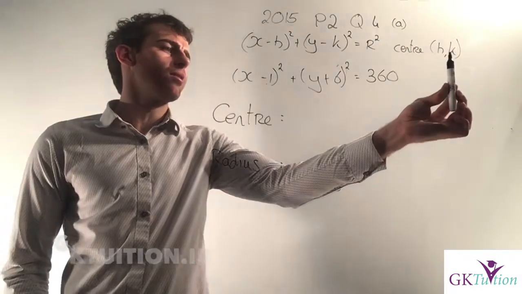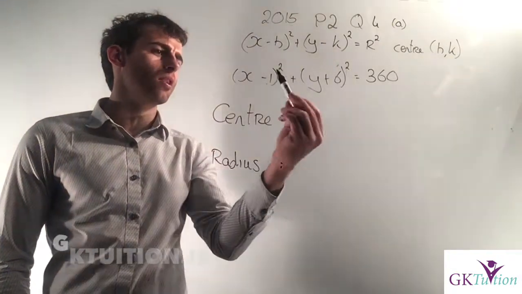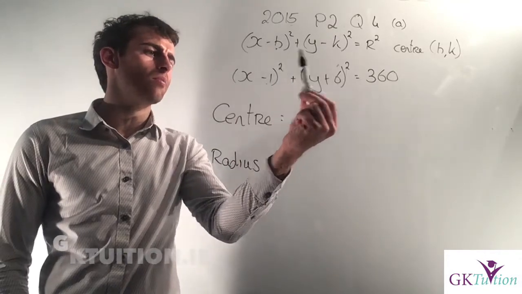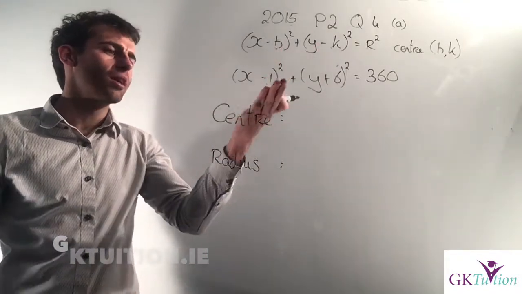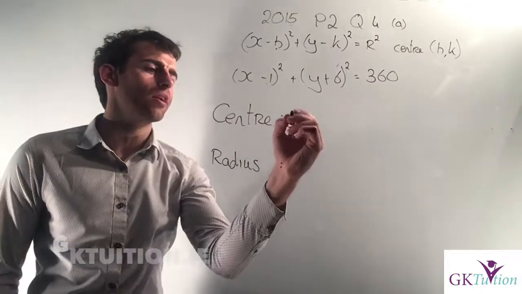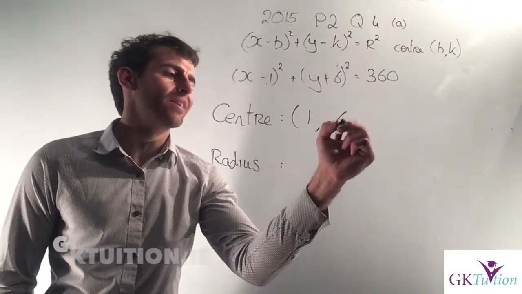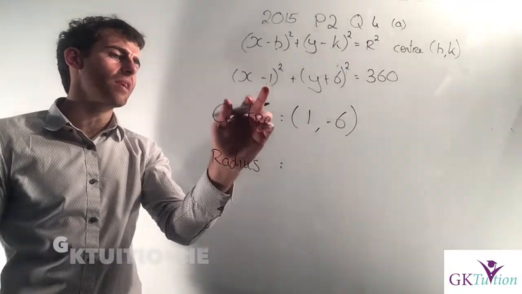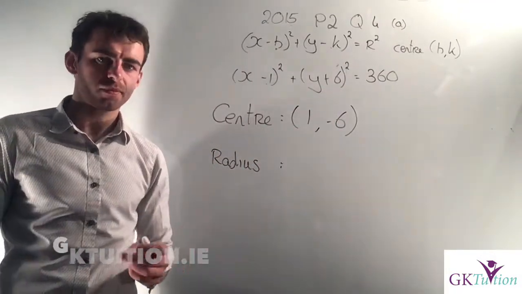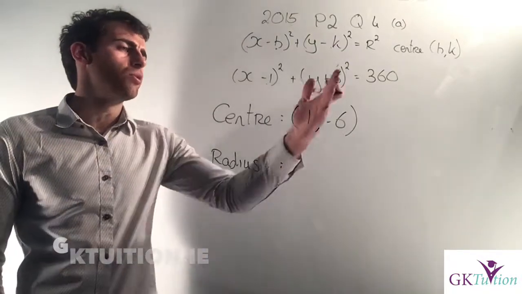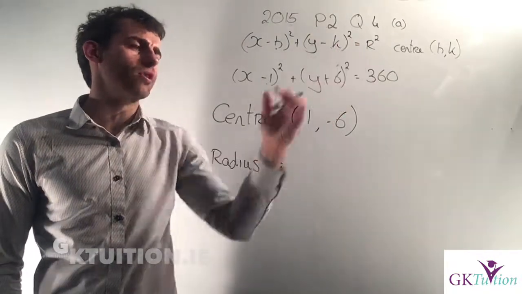So you should recognise that the centre of the circle is: you change the sign of this number and you change the sign of this number. So with that in mind, clearly the centre of my circle here is just (1, minus 6). I change the sign of this, it becomes a plus 1, change the sign of this, it becomes a minus 6.